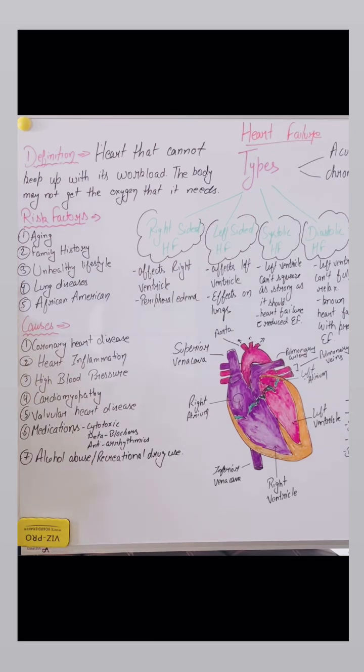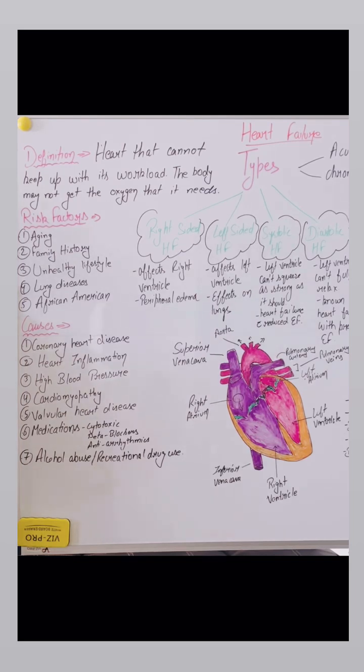So first one is aging. What happens with age? In older adults, it is very common to have congestive heart failure. There are degenerative changes in the heart, in the function of the heart and also the structure of the heart, so it is one of the risk factors for heart failure. Anybody who has a family history of heart failure is at risk as well. Next are unhealthy lifestyle and lung diseases, and it is very common in African Americans as well.